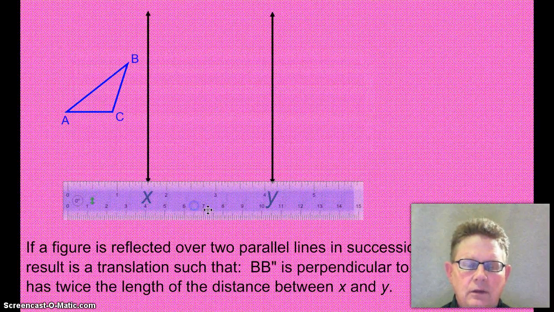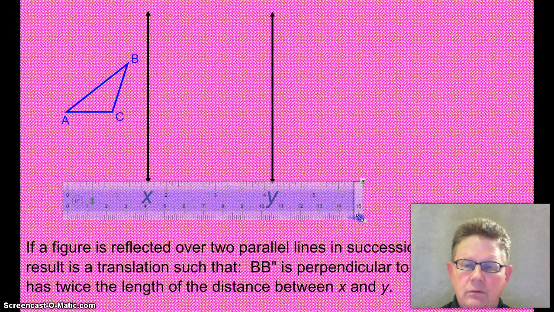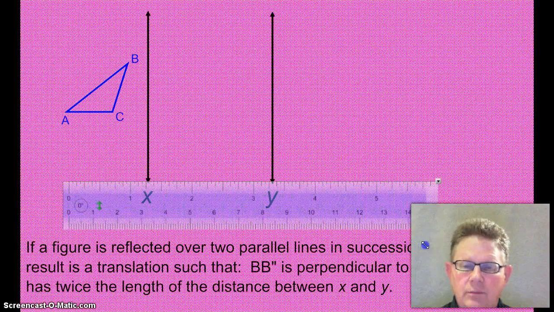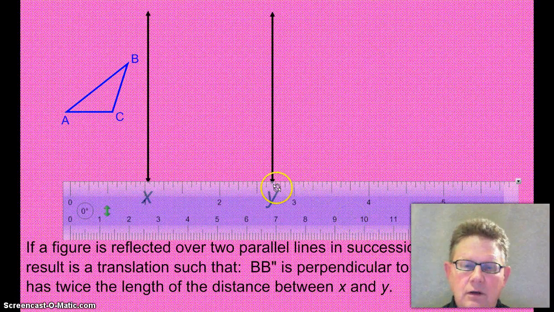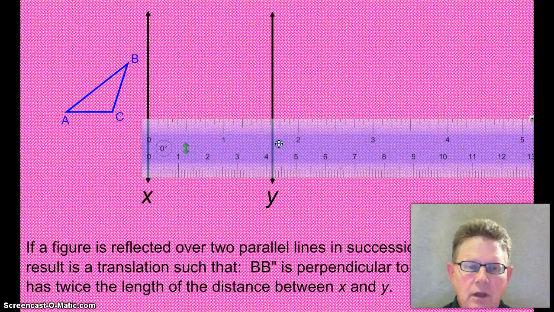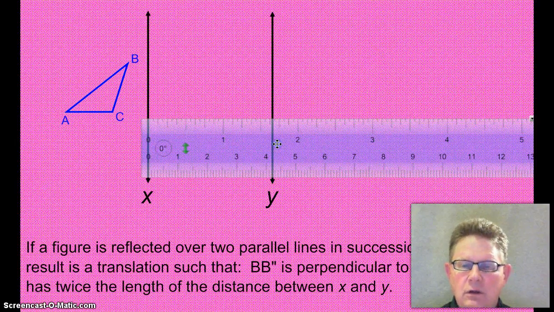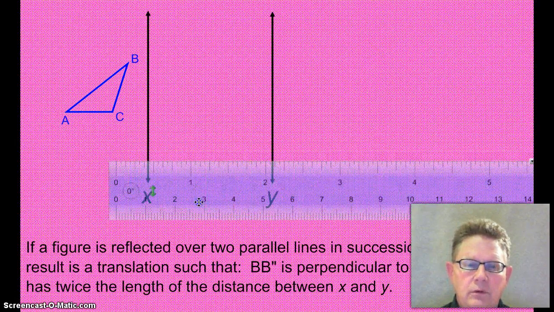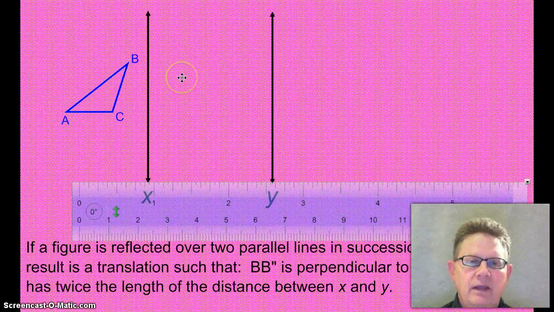I don't know, can you guys even see that? I'll make it bigger so you can see it. Alright, there you go. Now you should be able to read those numbers. The distance between X and Y looks like it's 4.2. Alright, so let's go ahead and reflect ABC in X.